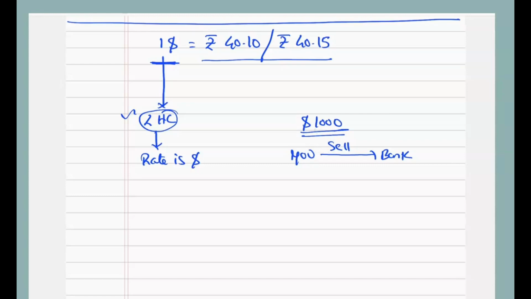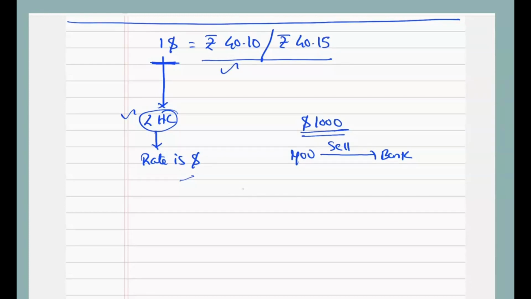Now you have to think from the point of view of the bank. Now you are selling dollars. So the bank will be buying the dollar at what rate? The bank will be buying the left hand currency, which is the dollar, at rupees 40.10, right? So the bank will be buying the dollar at this rate, 40.10, right?